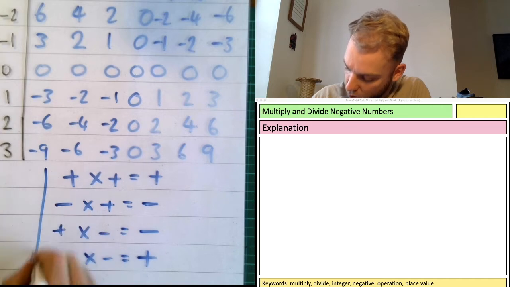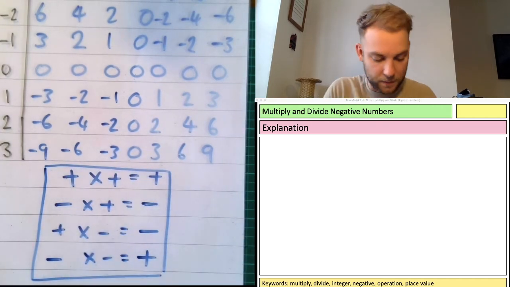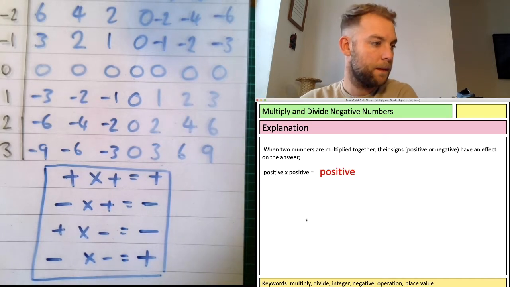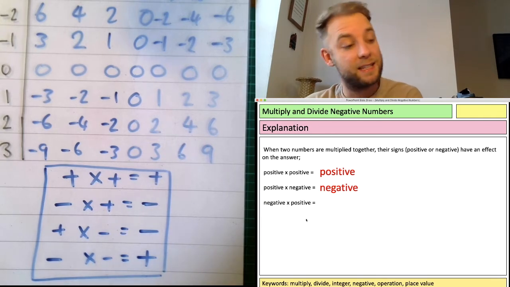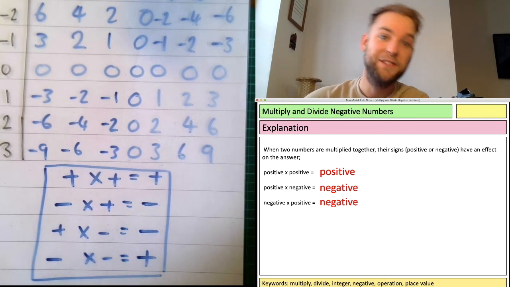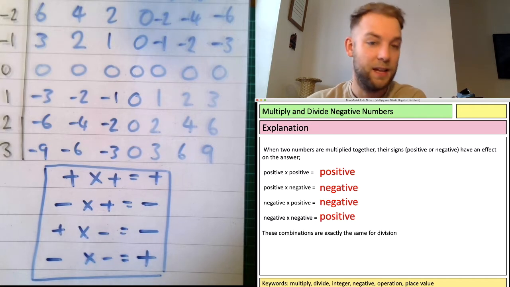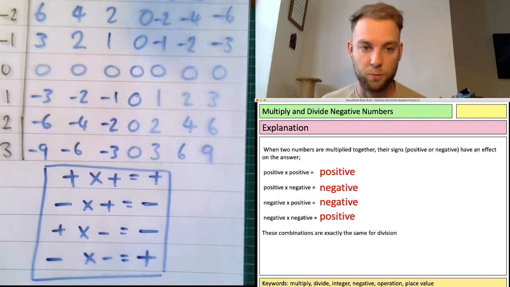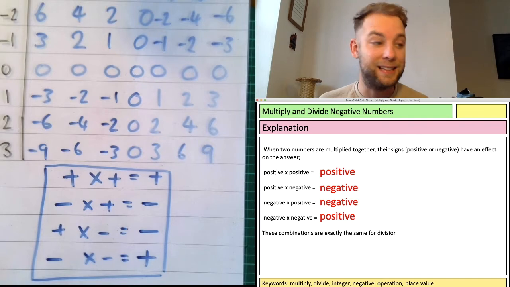If you know these rules, all of this becomes very, very simple. So I've actually got them in the explanation here on the side. So when I times two positives together, I get a positive. A positive times a negative is a negative. A negative times a positive is a negative. And a negative times a negative is a positive. And actually, this is really important, but this is exactly the same rule for divisions as well. Now, I'm not going to do the patterns for divisions, but these work exactly the same way.